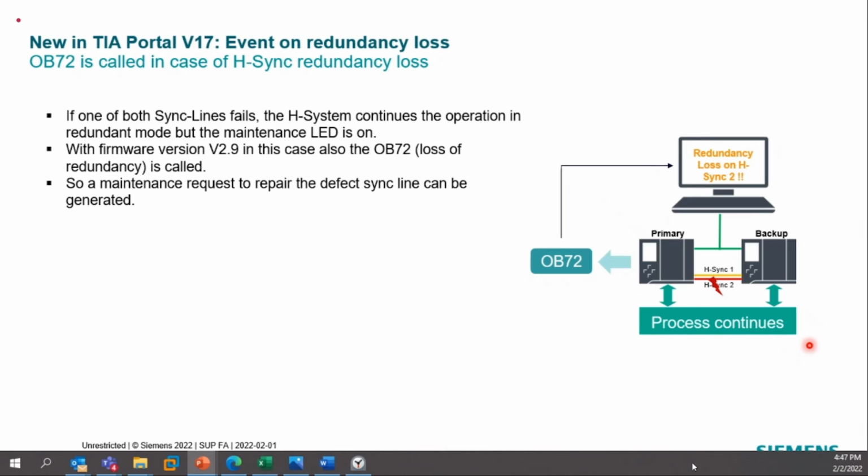But to get an idea or create an event, you can use OB72, and it will be called during the sync cable failure. If one of the sync cables fails, you can write some program, give an error message, and people can go and check what the problem is, and they can change the cable or the sync ports.